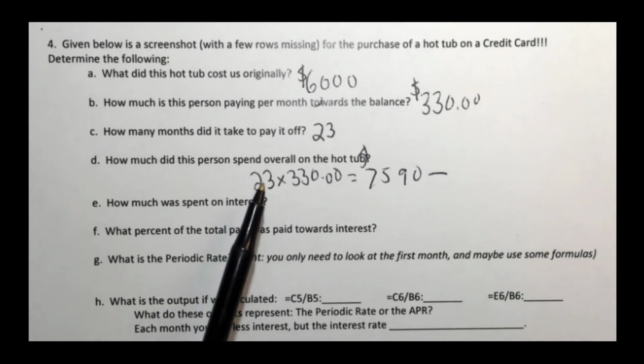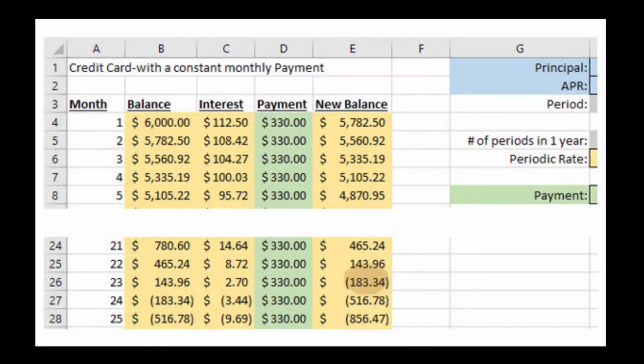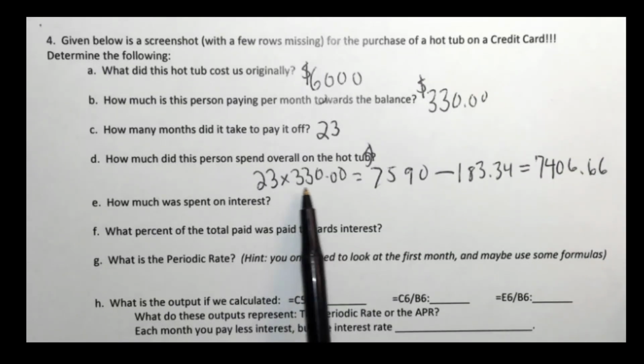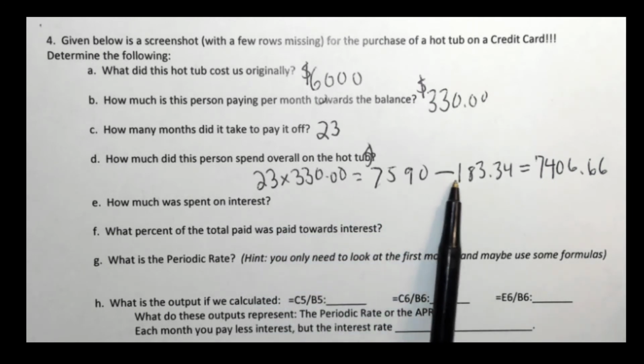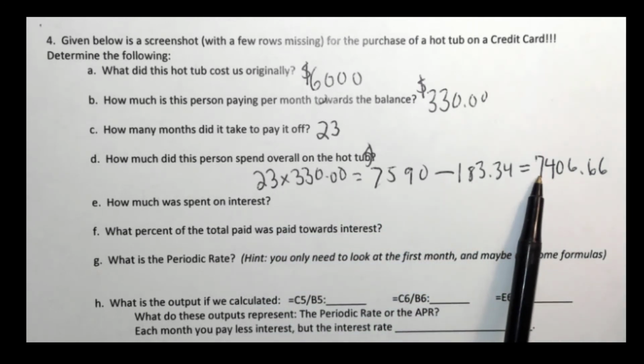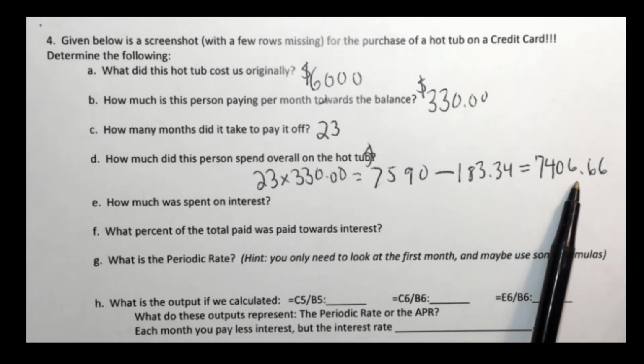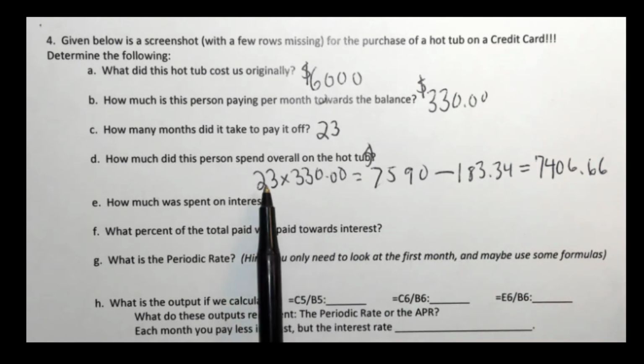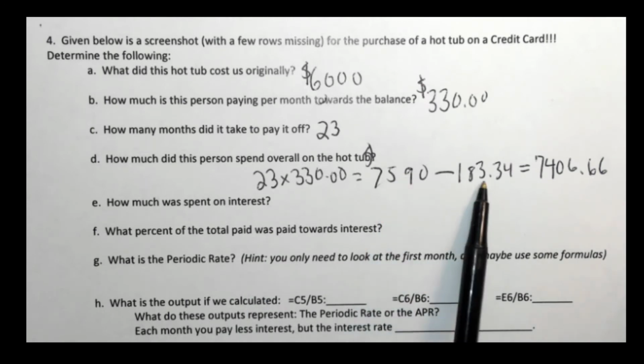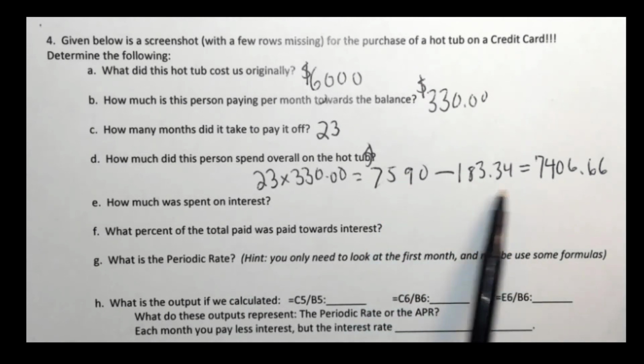So I'll go back and take a look at that. And there's the overpayment of $183.34 in the 23rd month. So we're going to have to subtract that. So when you put that in your calculator, hopefully you got something like that. 7406.66 is the total amount paid, which includes all my payments, and then I subtracted my overage.